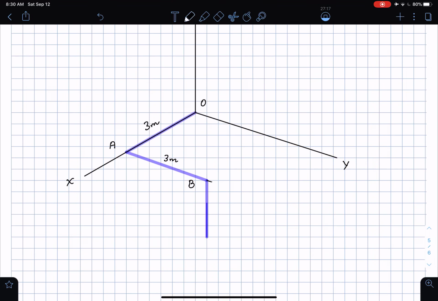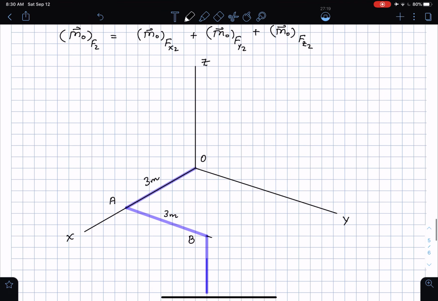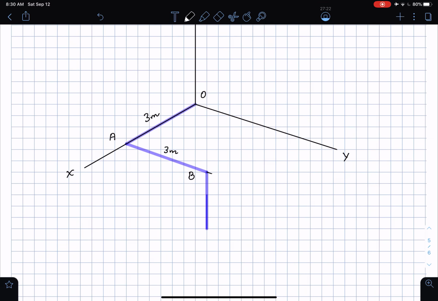I start by looking at the force Fx2. I'm going to draw it in this color here. So the force Fx2, as you know, is parallel to the x-axis. Okay, so this is the force Fx2. And to find the moment of this force about the point O, I can do a couple of things.